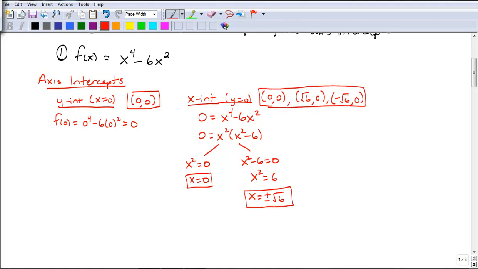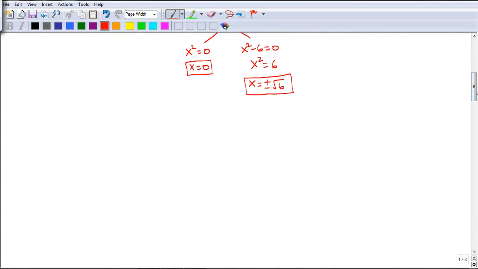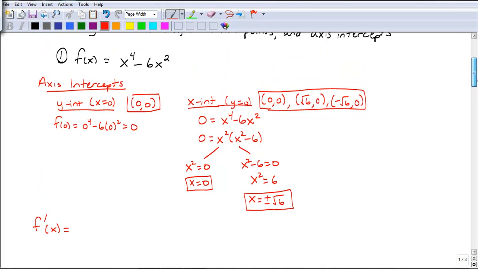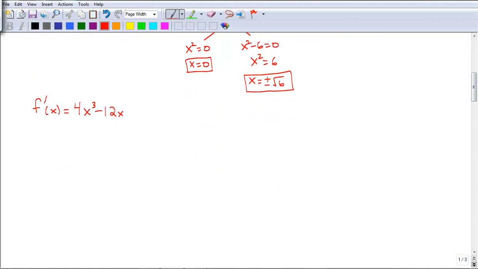So we found the axis intercepts from the function itself. To find the x-intercept, set y to 0. To find the y-intercept, set x to 0. Now I can figure out the critical points and increasing and decreasing by looking at the derivative. The derivative of my original function, x to the fourth minus 6x squared, is 4x cubed minus 12x. Now that's defined everywhere, so all I've got to do is set it equal to 0 to find my critical points.